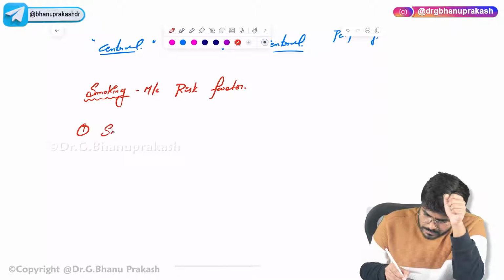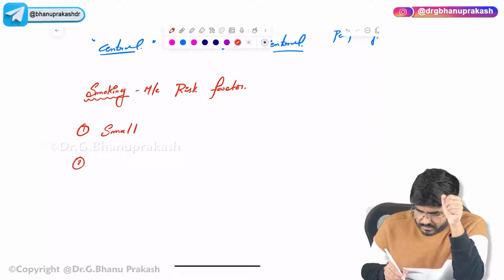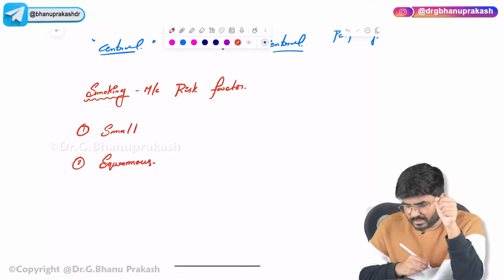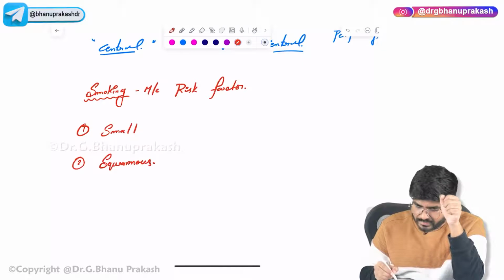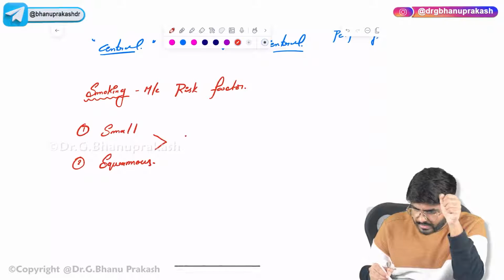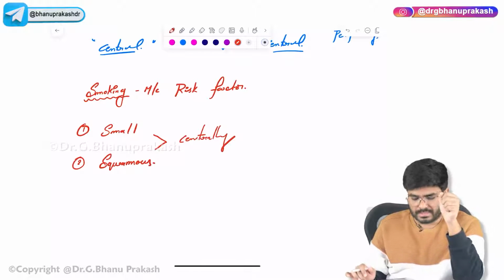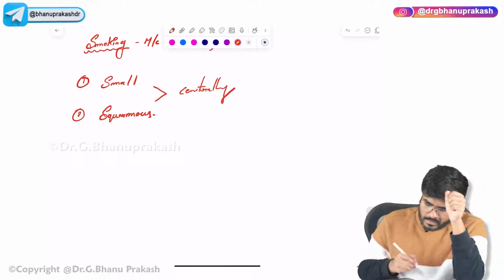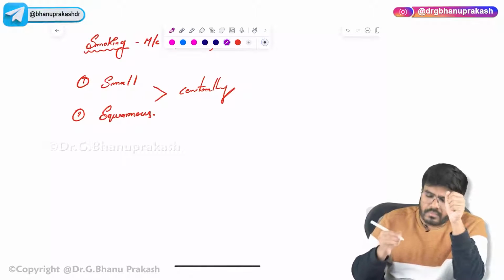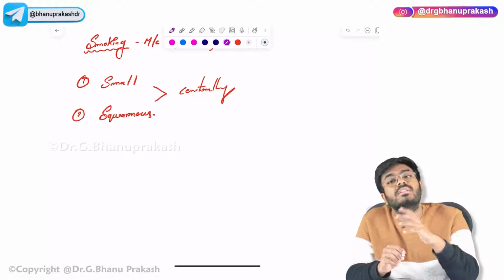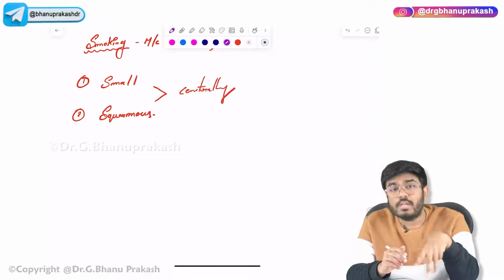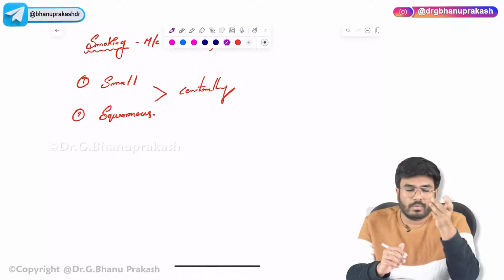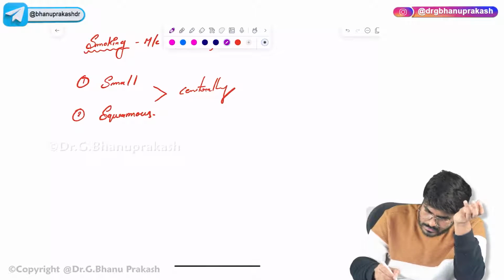So small cell and squamous are associated with smoking, and you also know they are located centrally. Then which type of cancers are seen in non-smokers? Even non-smokers will get the cancer.